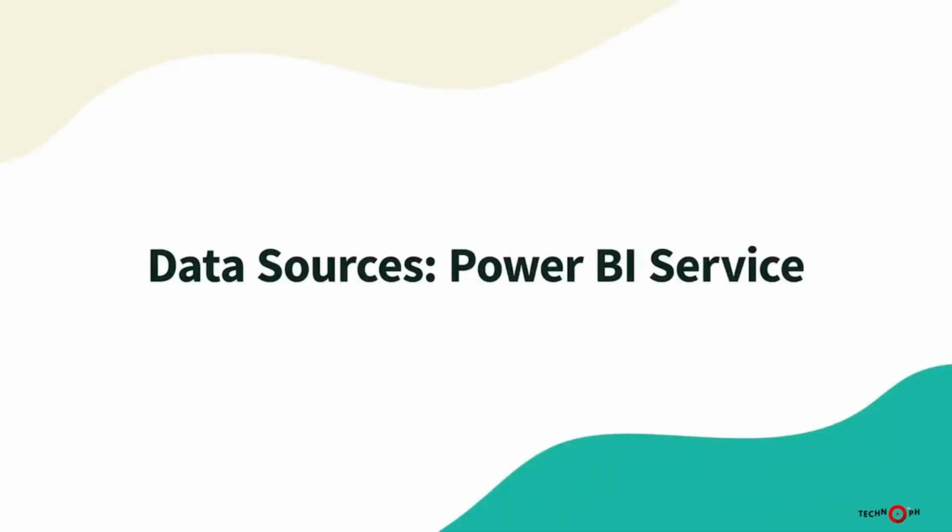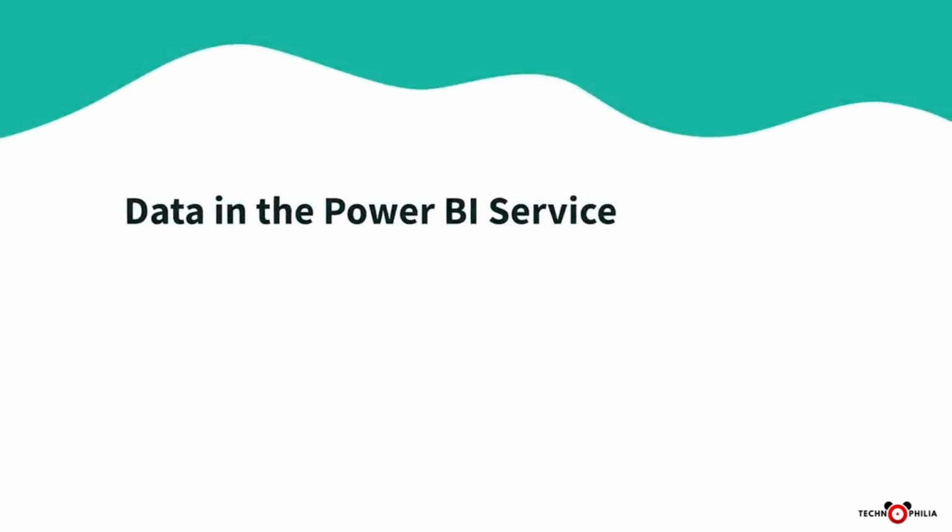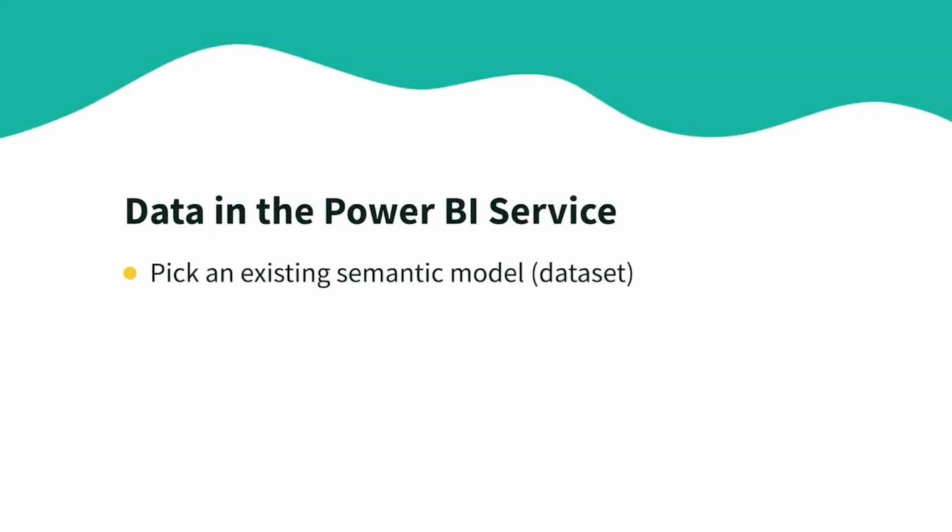This chapter focuses on how we get data so that we can analyze it and visualize it in Power BI. In the Power BI service, we can pick an existing semantic model, one that we've used previously or one that someone else has prepared for us. What used to be called data sets are now called semantic models in Power BI, but the labeling isn't consistent through the application. So when you hear or see the term data set in Power BI or in this course, think semantic model going forward.